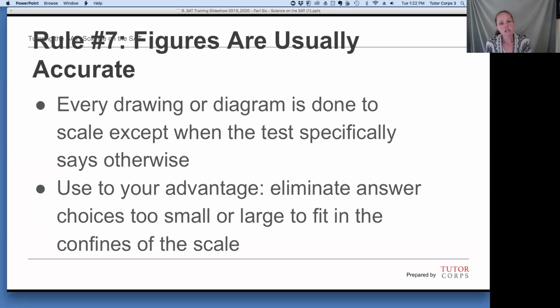So the final rule to teach students is that the figures, drawings, and diagrams are done to scale unless otherwise noted. So this can be really helpful for some questions, and students may be able to eliminate answer choices immediately just because the answer choices are too large or small to fit on any given scale.